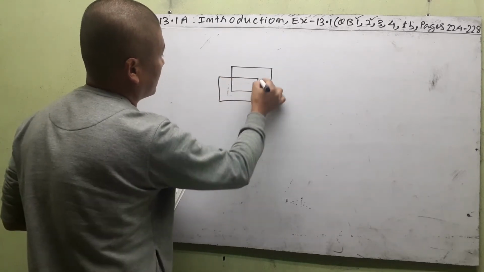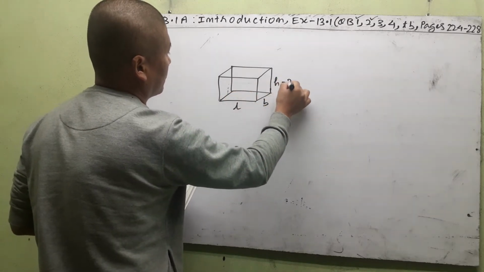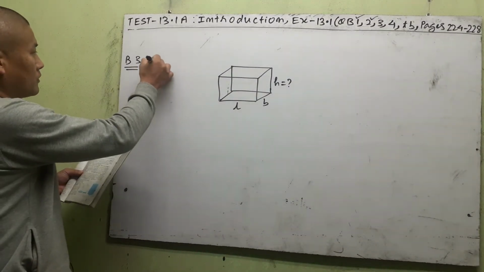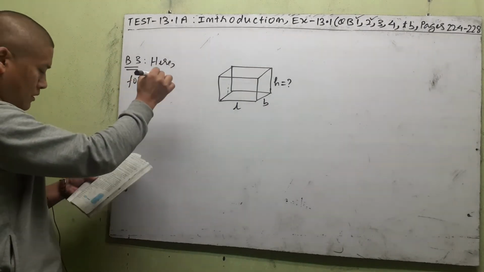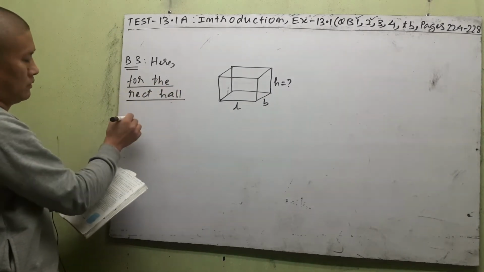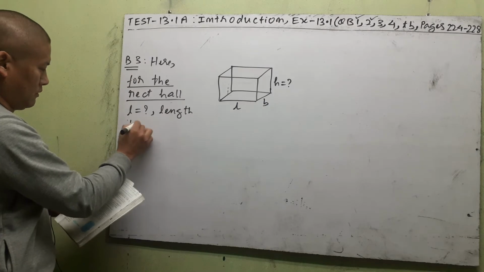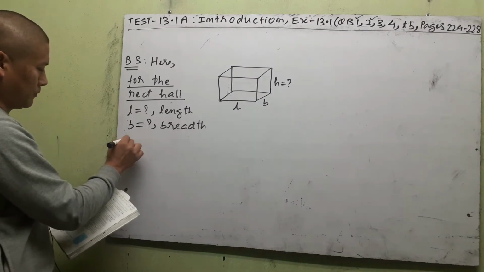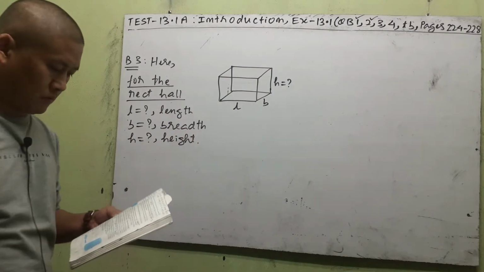That means the length, the breadth, and the height is what we have to find. Length, breadth is also unknown. None of the dimensions are given directly. So here, for the word rectangular hall means cuboid. So L is equal to question mark, its length. B is equal to question mark, its breadth, or we can also call it as width. And H is the question mark, the height of the hall that the question is asking us.